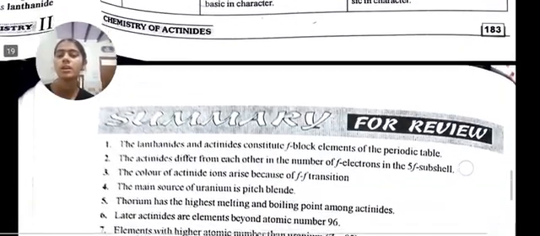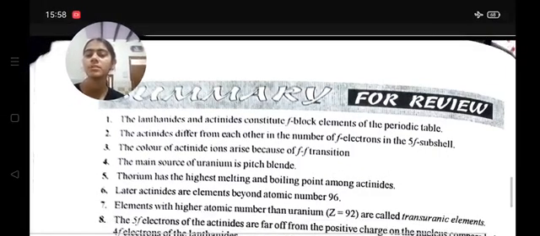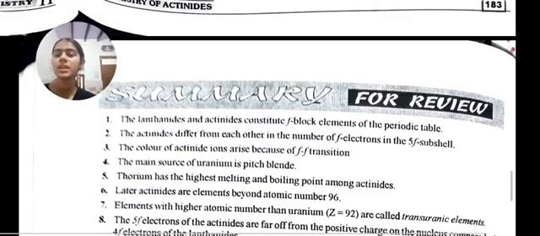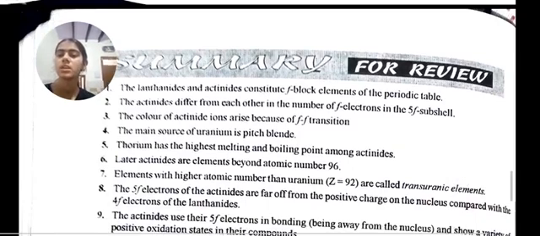So here our chapter ends, and for the summary for review you can read that the lanthanides and actinides constitute the f block elements of the periodic table. The actinides differ from each other in the number of 5f subshell electrons. The color of the actinide ions arises because of f-f transitions. The main source of uranium is pitchblende. Thorium has the highest melting and boiling point among actinides. Later actinides are elements beyond atomic number 96. Elements with higher atomic number than uranium are called transuranic elements.